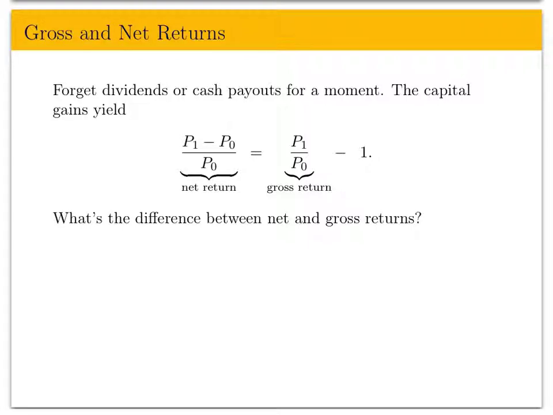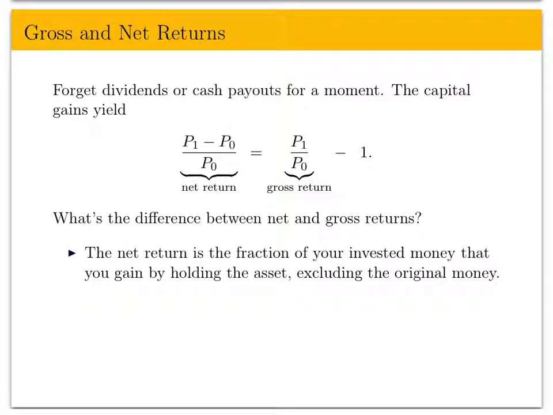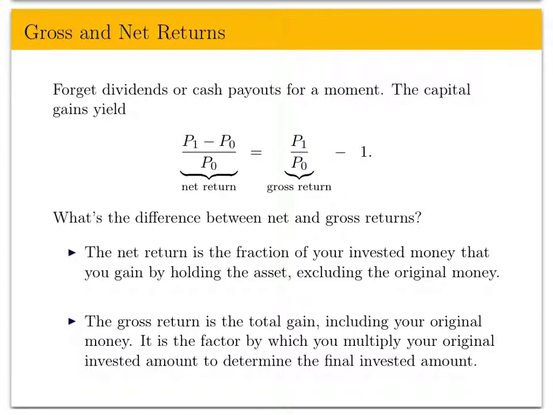So what's the difference between net and gross returns? The net return is the fraction of your invested money that you gain by holding the asset excluding, and that's the operative word, excluding the original money that you invested. So essentially what the net return gives you is for each dollar invested, how much additional purchasing power you have, not including the original purchasing power you started with. The gross return, on the other hand, gives you the total gain, including your original money. So it gives you your total purchasing power at the end.